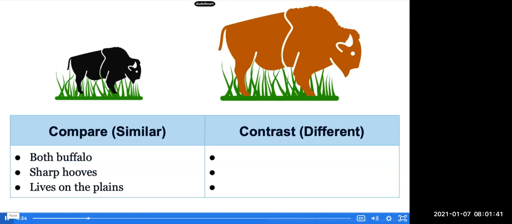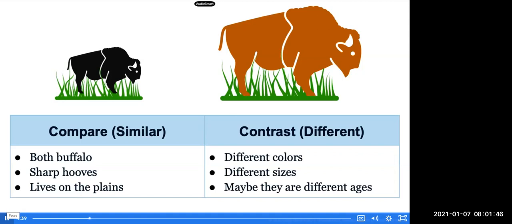You probably noticed by contrasting the two illustrations that each illustration used a different color for the buffalo. You probably also noticed that there were different sizes. One of the buffalo was smaller than the other buffalo. And maybe, and this is something that you could infer or guess because of their sizes, that the buffalo were maybe different ages. That one buffalo may have been older than another buffalo because it was larger.